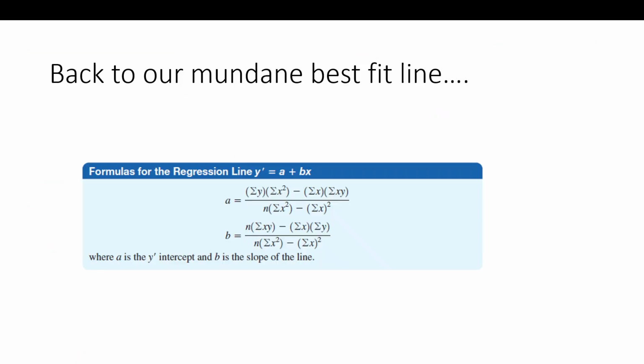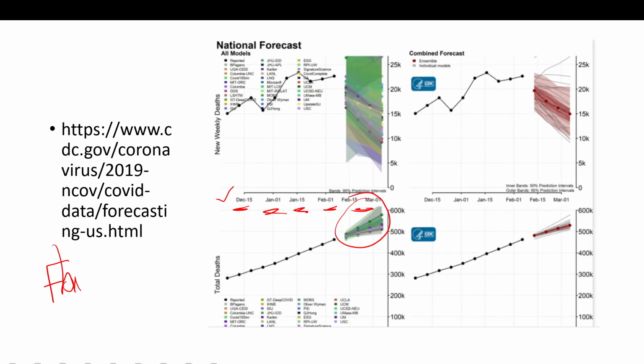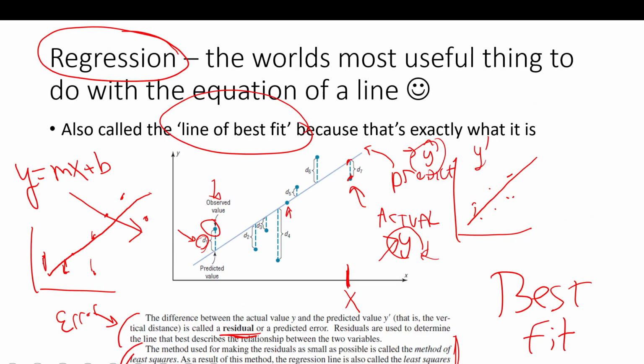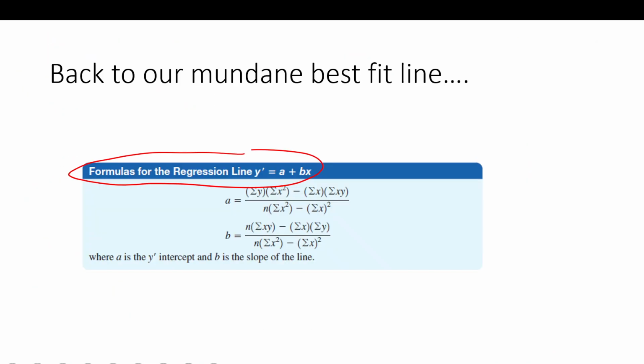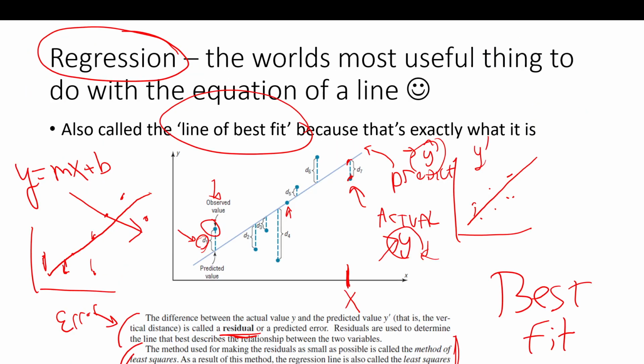So then we go back to the textbook, which I have a love-hate relationship with. This would be the formula for a line like this, and it's y prime because this is y prime.